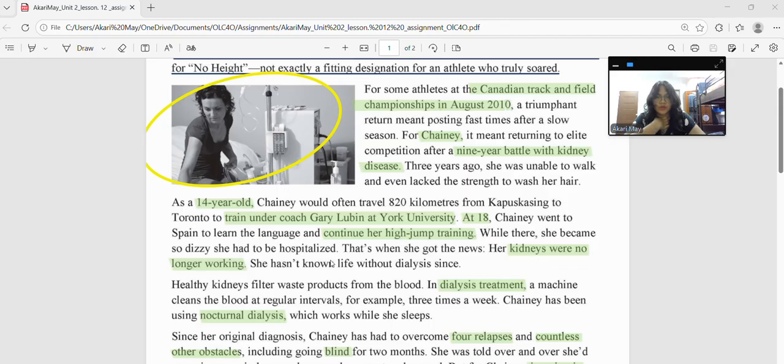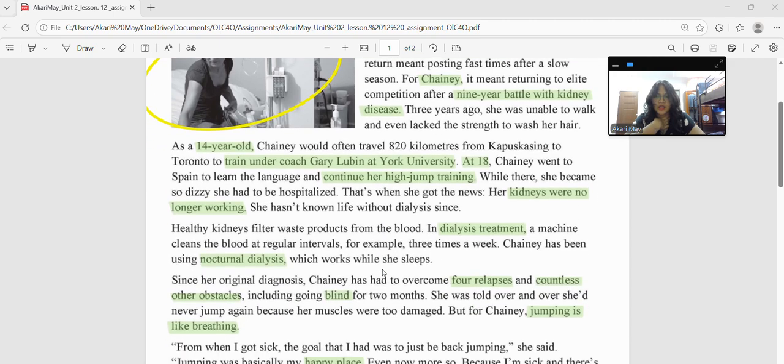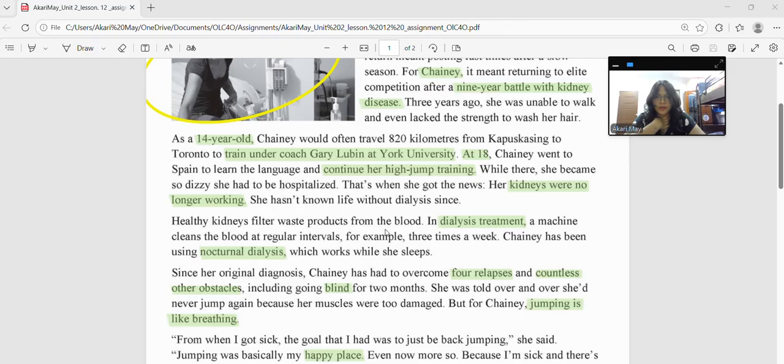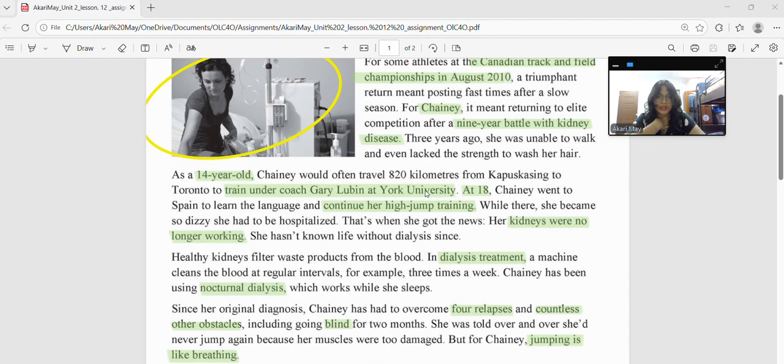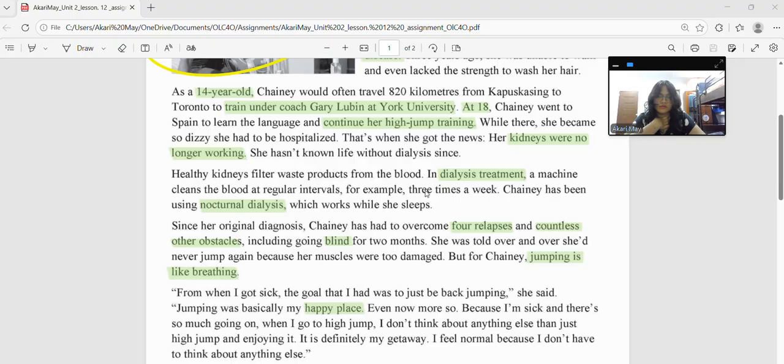And then another thing is kidney no longer working. So maybe that's when she realized that she has a medical condition, there's something wrong with her kidney, and maybe she was on dialysis, so maybe she wasn't able to continue her professional high jump training. So another is dialysis treatment and nocturnal dialysis. So maybe these are the treatments that she has been going through for 9 years. So another thing is relapse, countless other obstacles, and blind for two months.